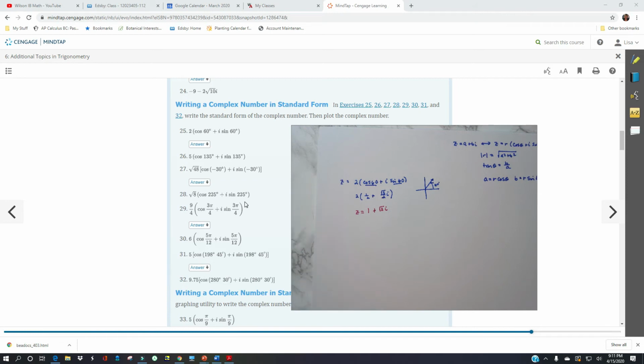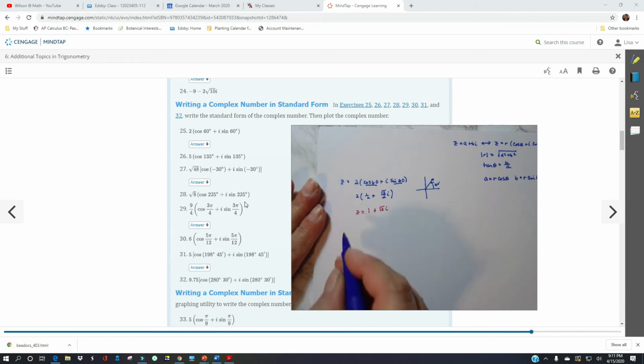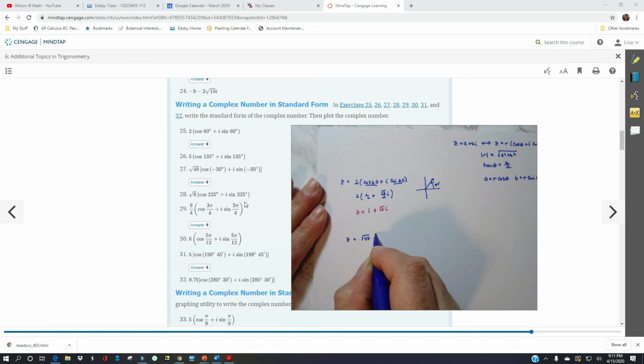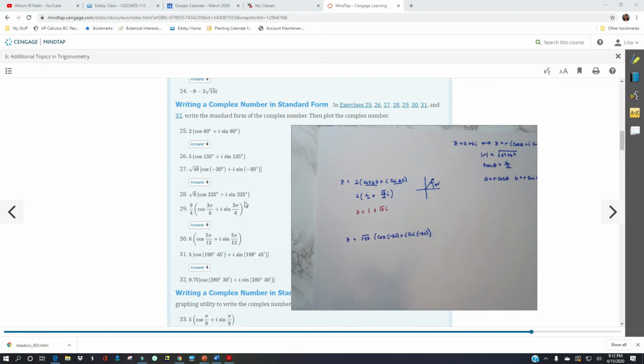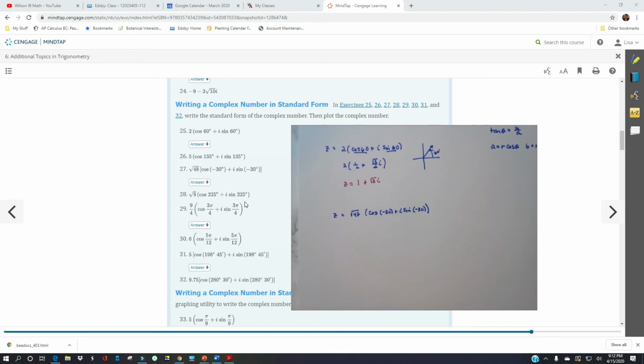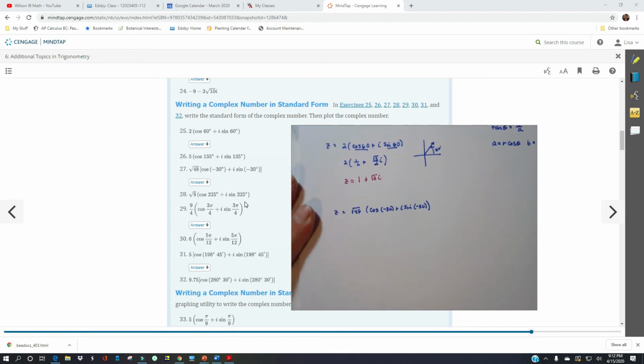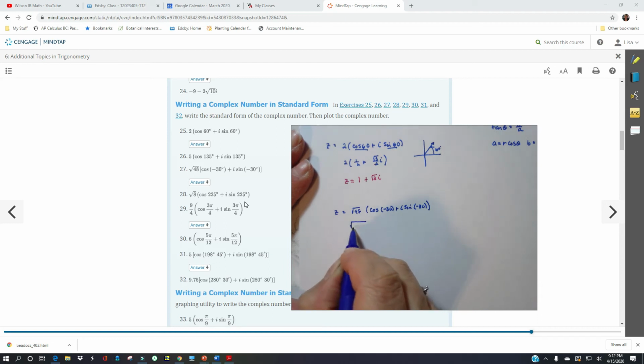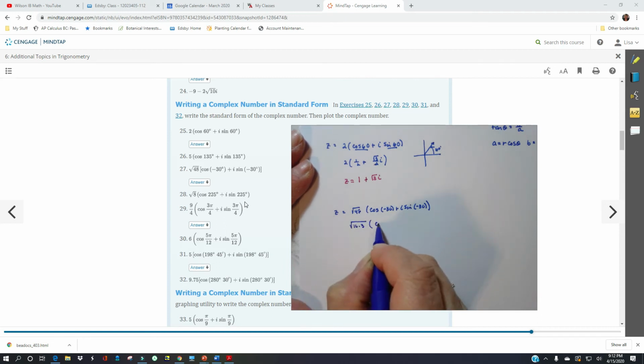Let's see. Let's do number 27. z is equal to root 48 times the cosine of negative 30 plus i sine negative 30. Okay, so first and foremost, I want to remind you something, that 48 has a perfect square number in there. And if that's the case, you're going to have to simplify. You always have to simplify radicals. So what I know is that 48 is 16 times 3. So I'm going to write it like that for a second.